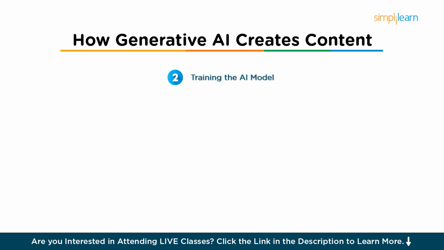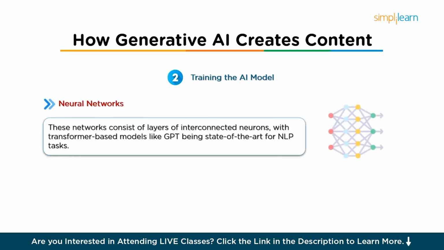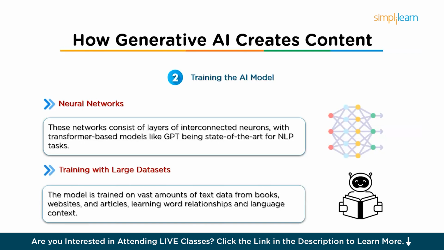So the next step is training the AI model. The learning process of AI models is typically based on deep learning, a subfield of machine learning where models are trained using neural networks. Here's how it works. First, let's talk about neural networks. These networks consist of layers of interconnected nodes called neurons that mimic the structure of the human brain. The most common neural networks for NLP tasks are feed-forward networks, RNNs, and transformers. Transformer-based models such as GPT have become the state-of-the-art architecture for NLP due to their superior performance in handling sequential data like text.